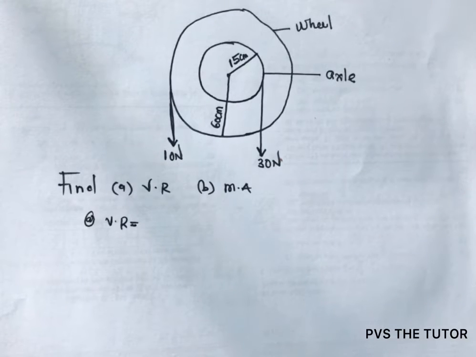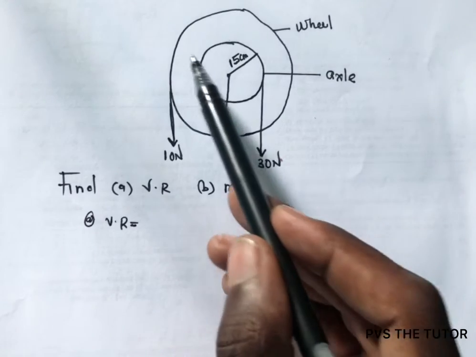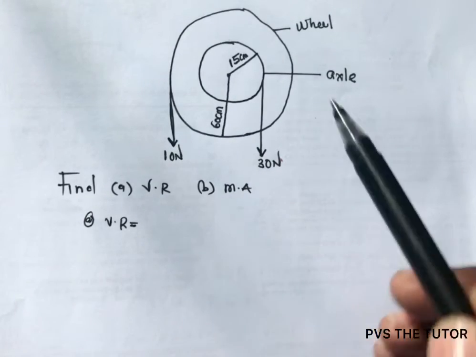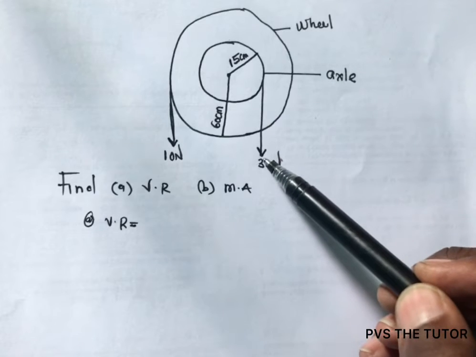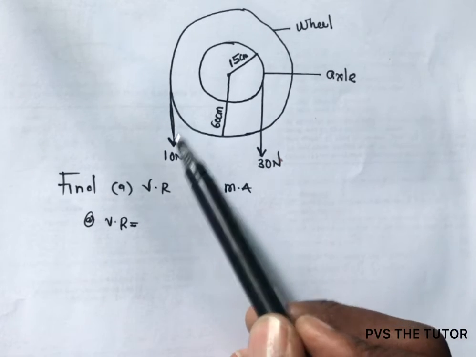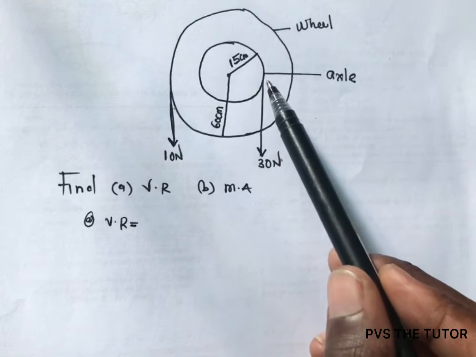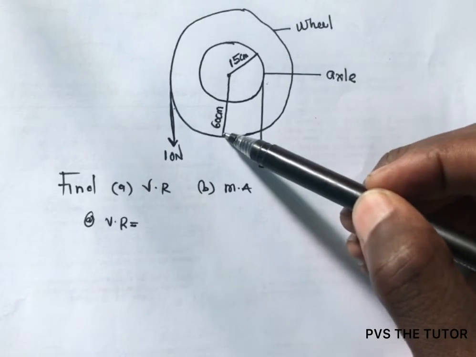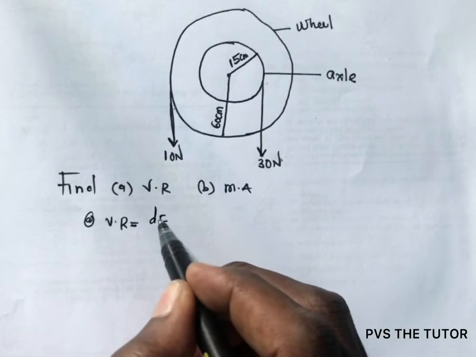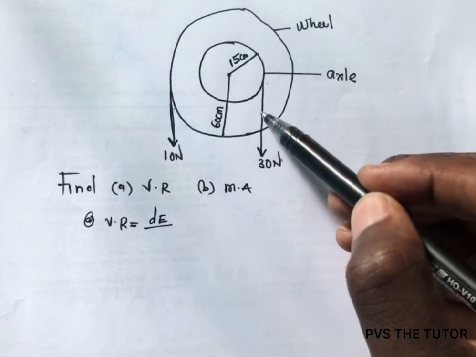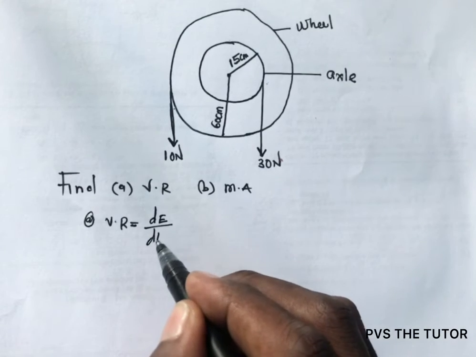Now, in this case, the effort is always applied to the wheel. Are we together? And the load is always applied to the axle. This is a very important point that you need to take into consideration. So the effort is always applied to the wheel and the load to the axle. So this is the distance. From there to there is the distance moved by the effort. We divide by the distance moved by the load, because the load is always attached to the axle.